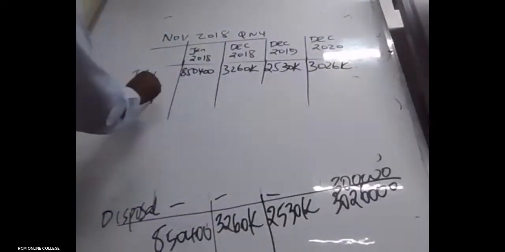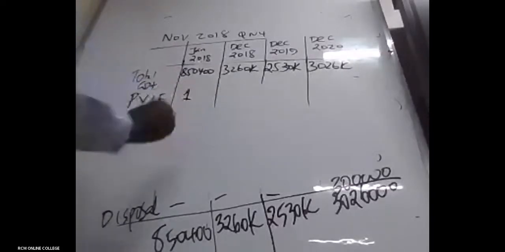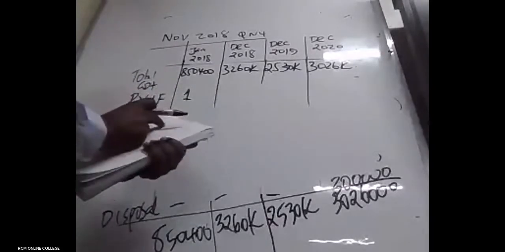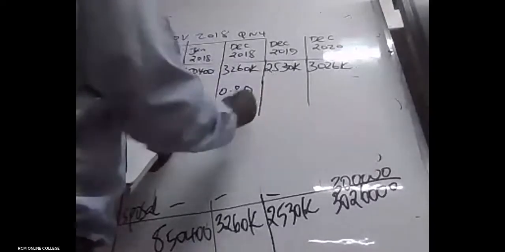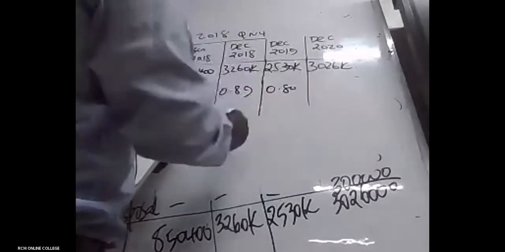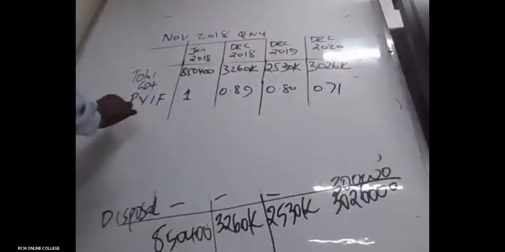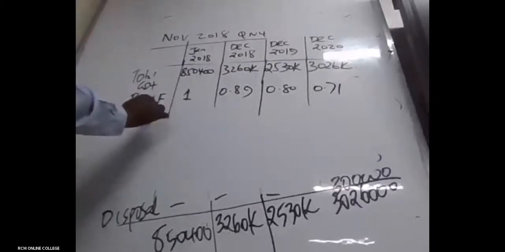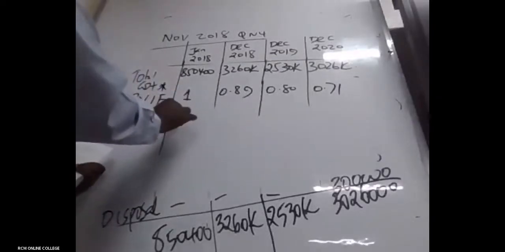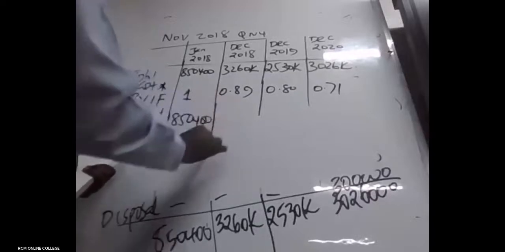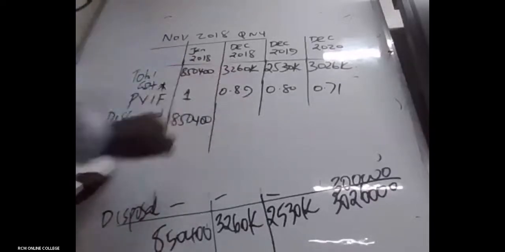So PVIFs, of course, we know for at the beginning it will be 1, eh? At the beginning it will be 1, 0.89. Hapa tuko na 0.80. Hapa tuko na 0.71. So give us the discounted costs. So you're multiplying. So this will be 850, 400. So this times this.